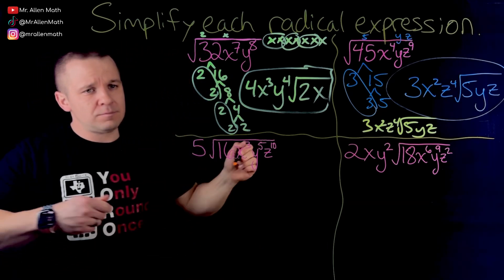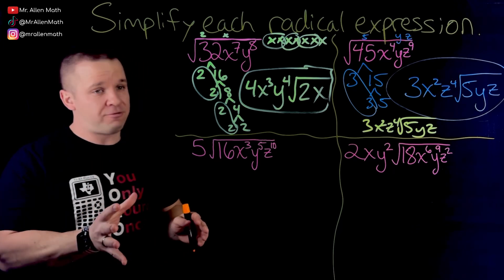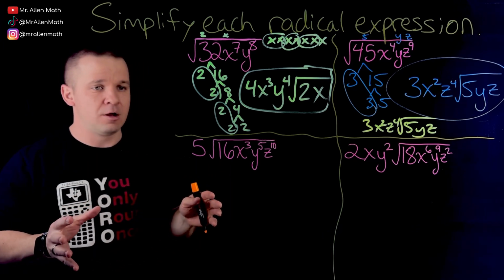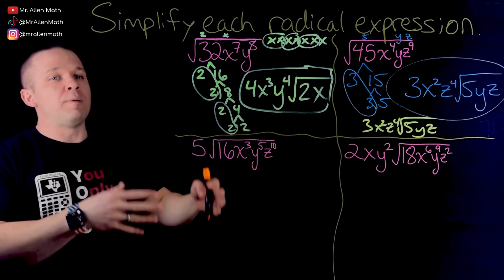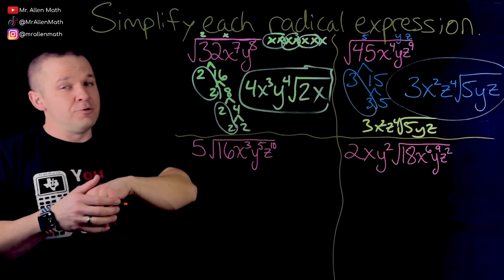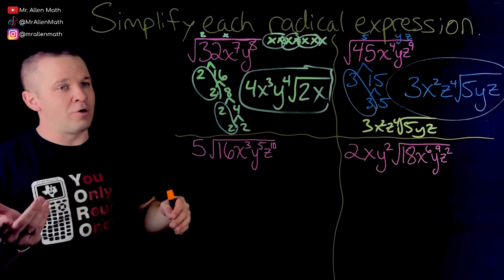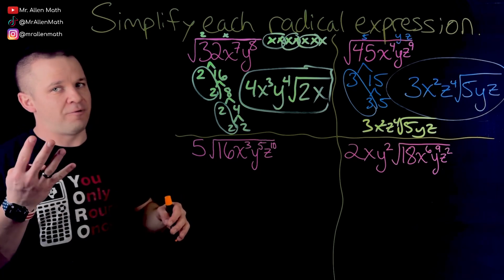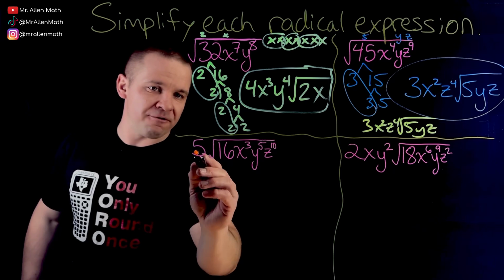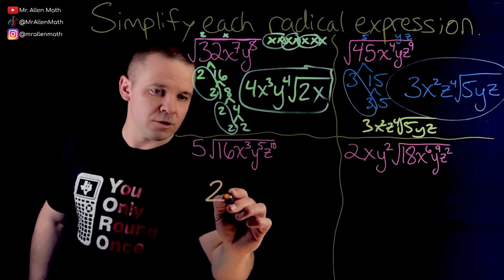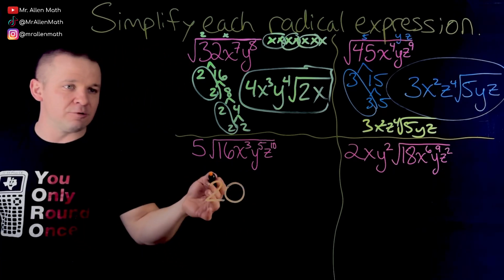Next one. We got a 5 out front. How in the heck do we deal with that? Well, anything that comes out of here with the number, with the 16 there, will be multiplied to that 5. You could break down the 16, or you can just remember that square root of 16 is 4. That's what I'm going to do. 4 comes out, gets multiplied to that 5. So we're going to have 4 times 5 is 20. And now I'll deal with my variables.